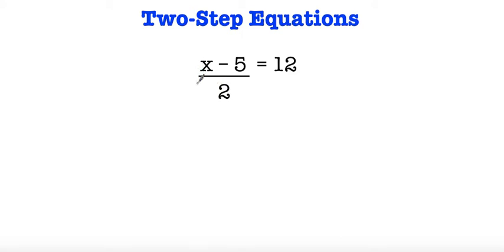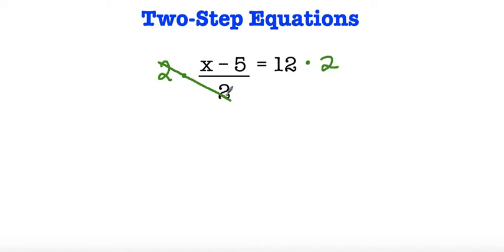And in order to get x by itself, the first thing we're going to do is, because this expression here is being divided by 2, we're going to multiply by 2. And multiplying by 2 actually cancels these out because multiplication is the inverse operation of division. And since we multiplied by 2 on the left side, we're going to multiply by 2 on the right side.